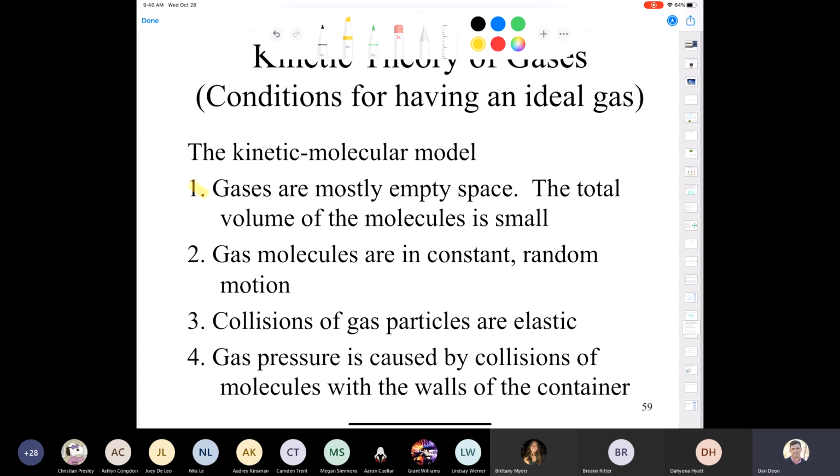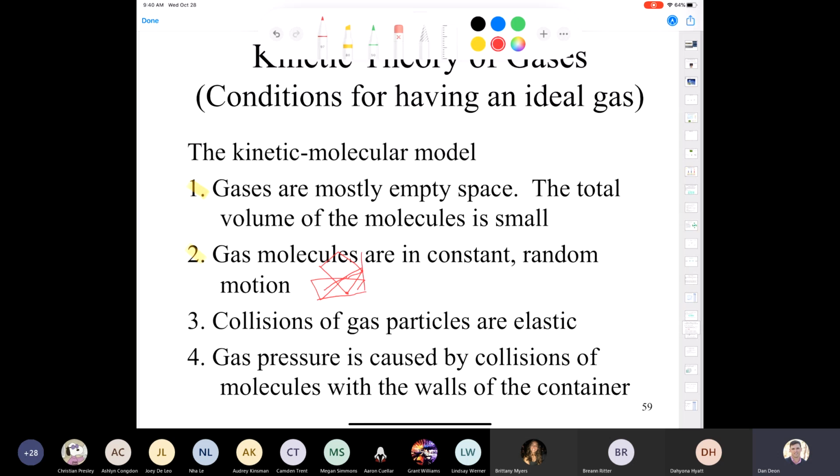The second point says that gas molecules are in constant random motion. And so we can assume that our gas particles are just moving around, right? They might collide with the wall of a container, and then they're going to bounce like this, and then maybe they'll collide with another wall of the container, right? And they just keep going in constant random motion.